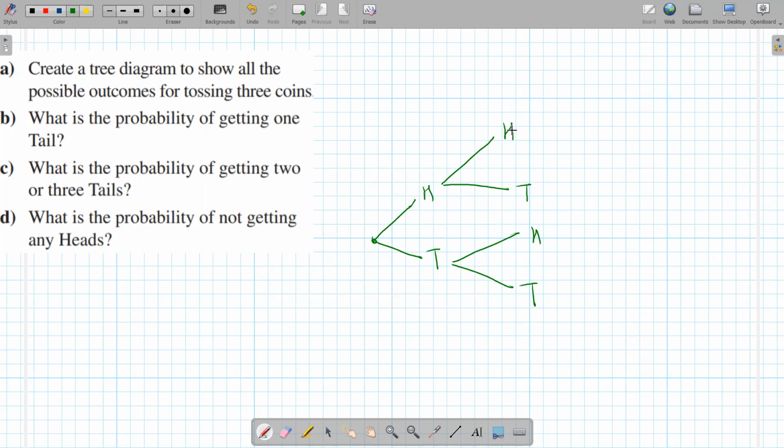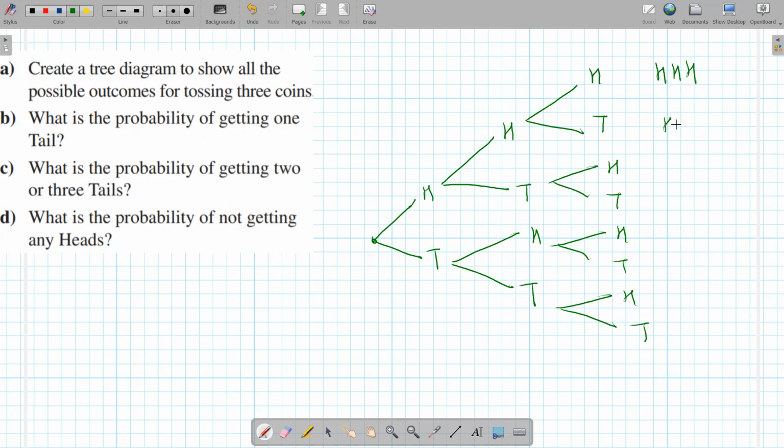So same thing, starting from the second toss. You get heads and heads, and then you get heads, or you get tails, like this. So what does this mean? This means you can either get a head, head, head. What about this one? Heads, heads, tails. Okay. What about this one? Heads, tails, and heads.